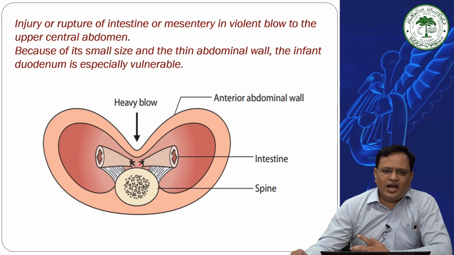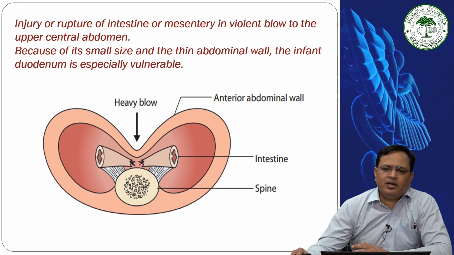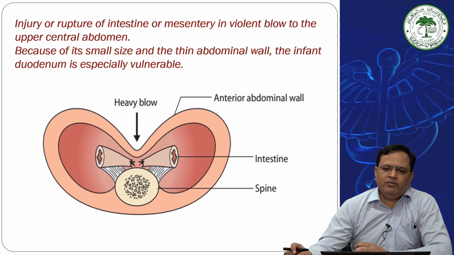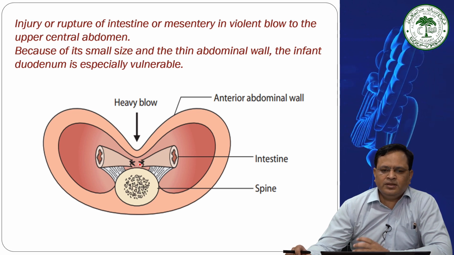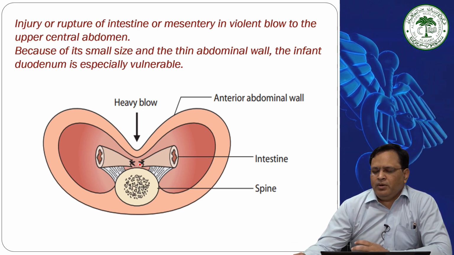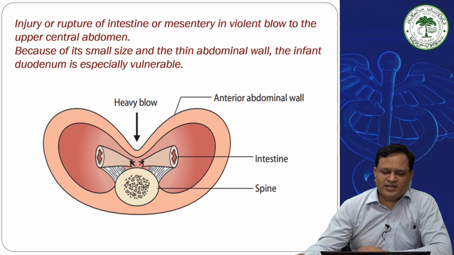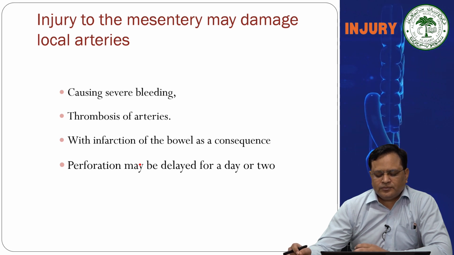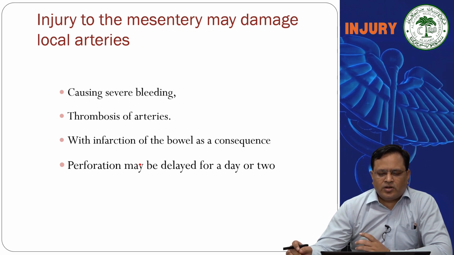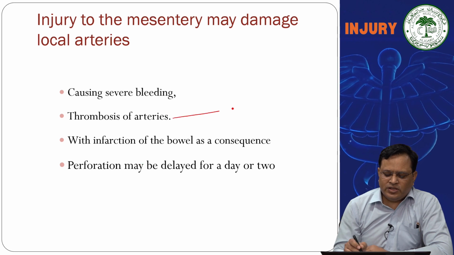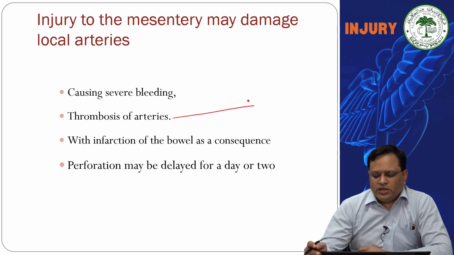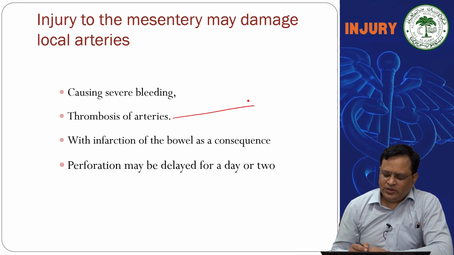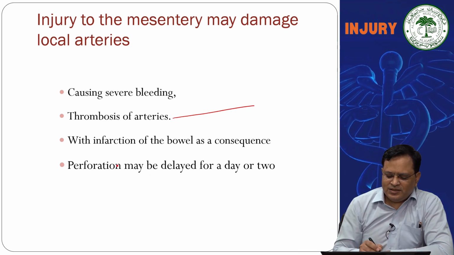So, if a child is brought to the emergency department complaining of some injury to the abdomen, then we should be very suspicious about injury to the duodenum and other adjacent structures. Injury to the mesentery may damage local arteries and cause severe bleeding. Thrombosis of the artery can lead further to ischemia or infarction of the bowel as a consequence. Perforation may be delayed for a day or two. So, these are the things that you can see.